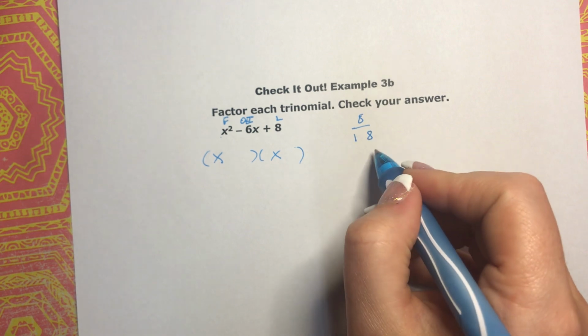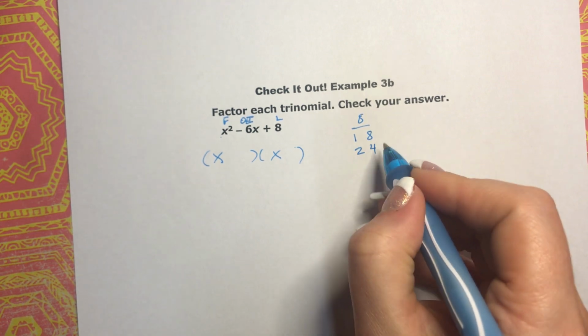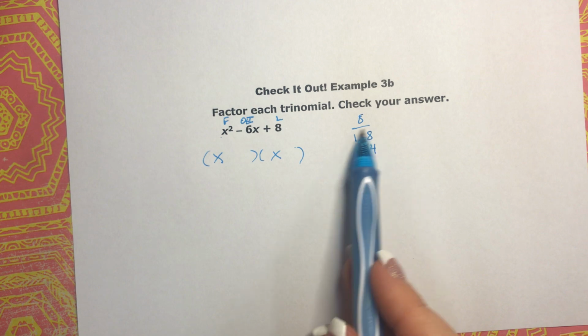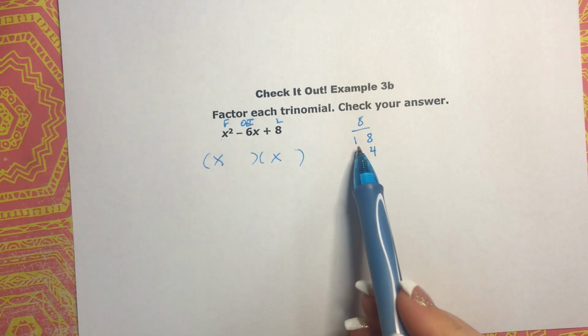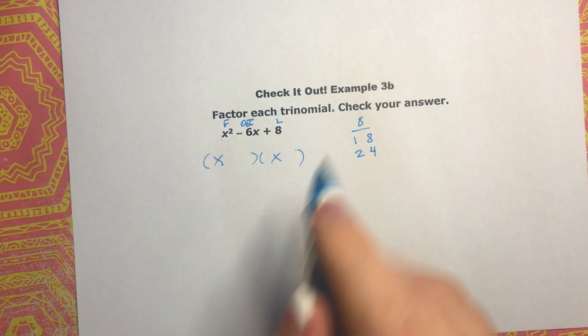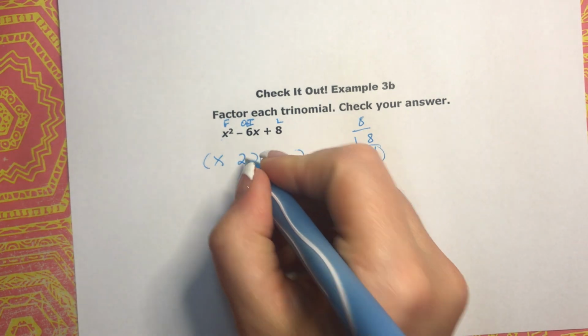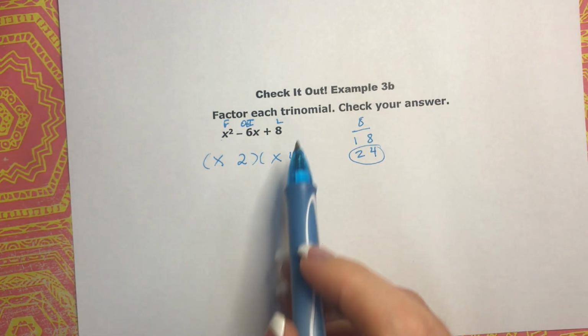So 1 and 8, and 2 times 4, and then that's it. So which of these add up to 6? 1 plus 8 is 9, 2 plus 4 is 6. So this is my 1. I'm going to put my 2 and my 4 there.